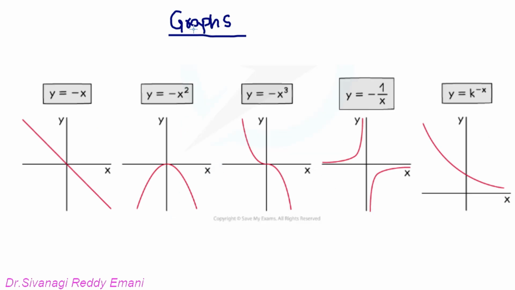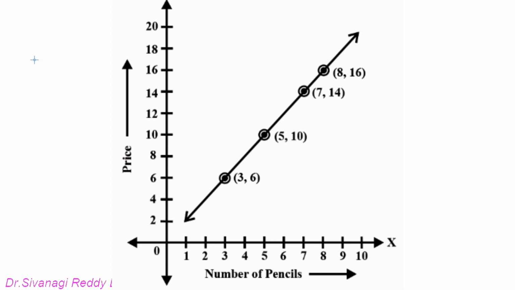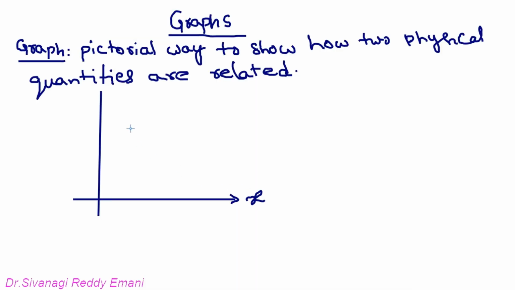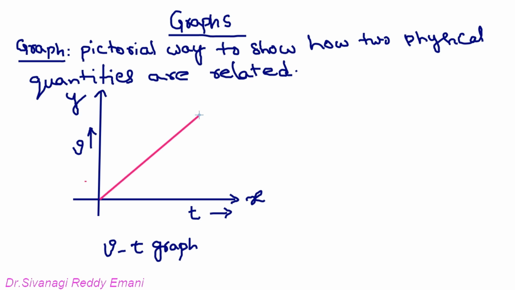A graph is simply a pictorial way to show the relation between two physical quantities. This is the x-axis, this is the y-axis. Whenever we are drawing a velocity-time graph, time we will take on the x-axis and velocity we will take on the y-axis. Here the graph may be of different nature. This is a linear curve. As the time increases, velocity increases linearly, meaning it's a straight line.